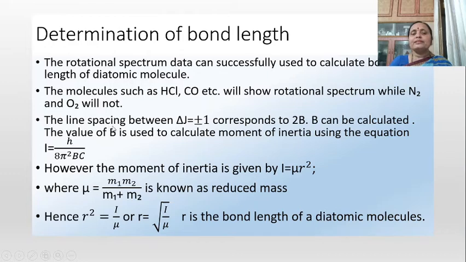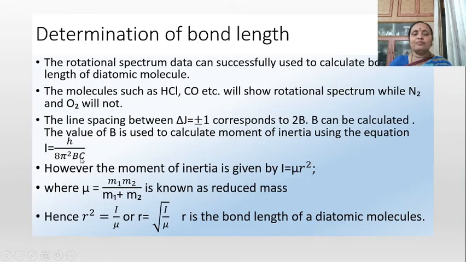The line spacing for delta J equal to plus or minus 1, we had seen in the last class, is 2B. In rotational spectra, the line spacing is going to be 2B, and the value of B can be calculated. The value of B is used to calculate the moment of inertia, because the spacing gives me 2B, and B I can calculate.